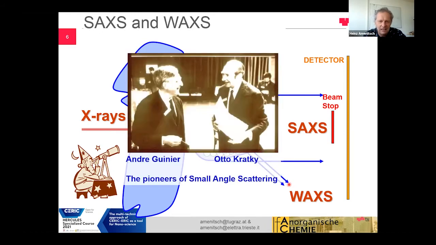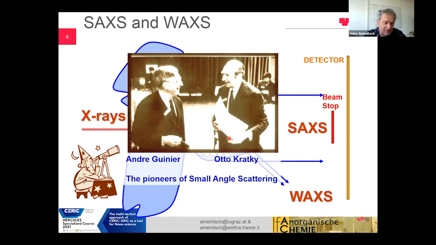And these gentlemen are André Guinier and Otto Kratky. These are really the pioneers of small-angle X-ray scattering. André Guinier developed the Guinier approximation, about 1935. And in the late 40s, Otto Kratky contributed to theoretical developments and also instrumental developments.